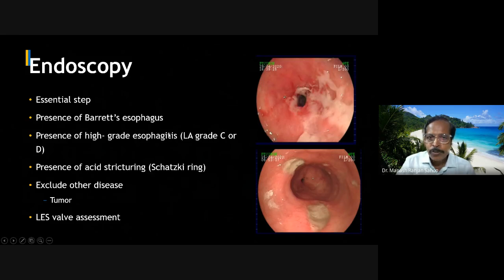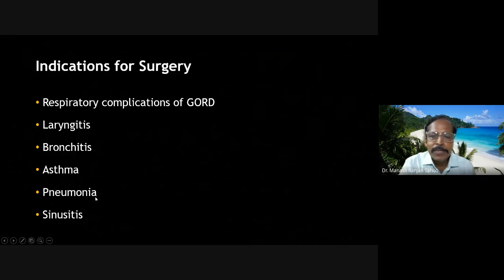Endoscopy is one of the basic investigations, and quite often you can have these kinds of images in front of you. You can have Barrett's esophagus, high-grade esophagitis, Los Angeles grade C or D, or the presence of a peptic stricture or Schatzki's ring. That is quite possible. Quite often these are just balloon dilated by gastroenterologists, which actually need an anti-reflux surgery. The most important thing is you exclude the presence of any tumor, and you can assess the lower esophageal sphincter quite well in an esophagogastroduodenoscopy.